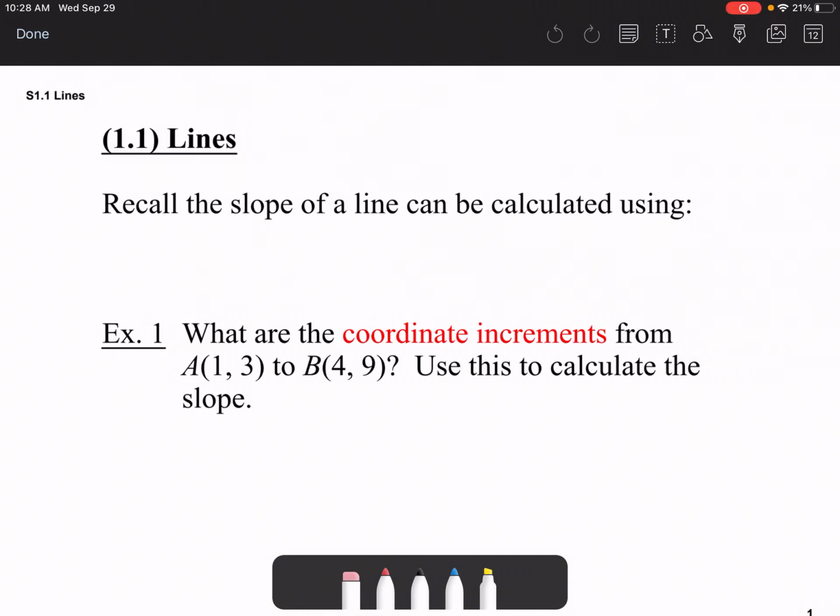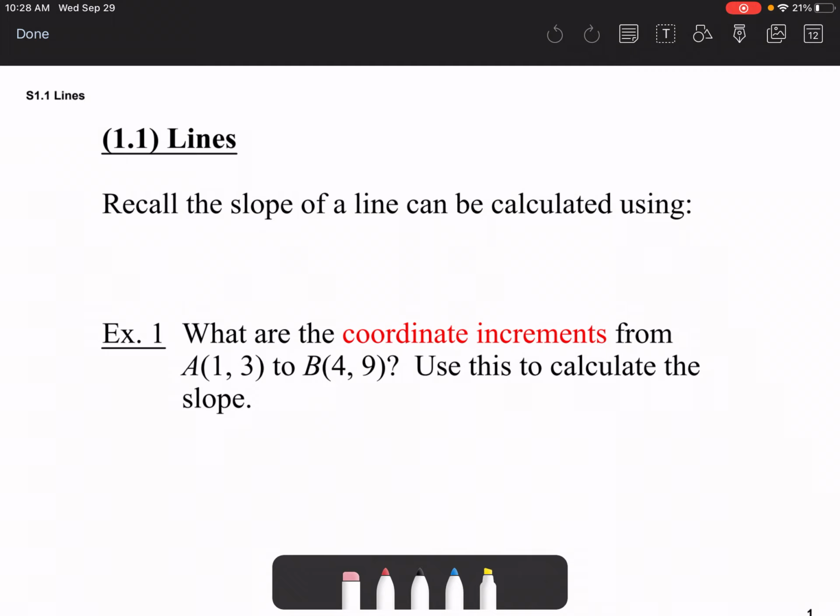Hello and welcome to lesson 1.1, lines. So today we're going to look at some things from grade 9 and grade 10 that you might have done, even some explanations and some ideas from grades 11 and moving forward to grade 12.